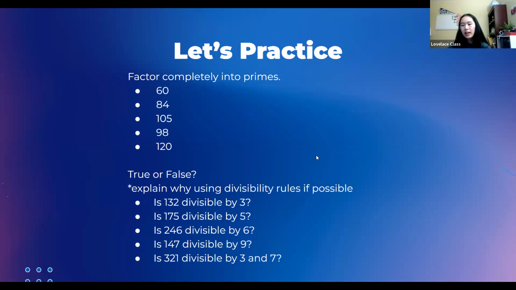Smithmika? Hi. So for the second one, 175 is divisible by 5 because it ends in 5. Okay, perfect. That's a really quick one. Good job. Ritesh, do you want to answer the question?